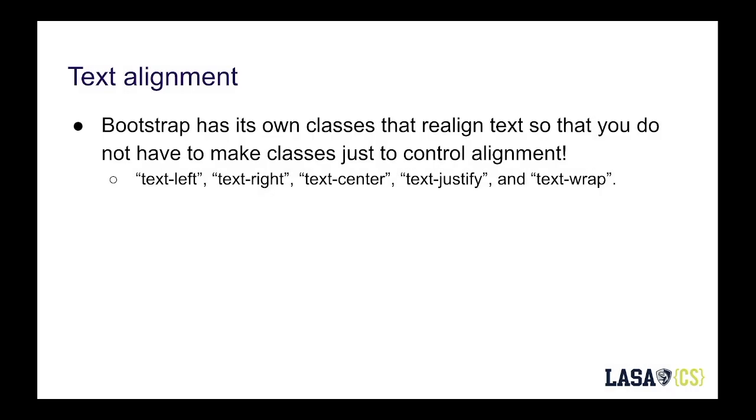Now we're going to talk about alignment. Bootstrap has its own classes that will realign text so that you don't have to make classes just to control text alignment. Bootstrap has classes text-left for left aligned, text-right for right aligned, text-center for center, and justify. It also has text-wrap, which, rather than squeezing text together with justify, will make text wrap around to fit a smaller window.